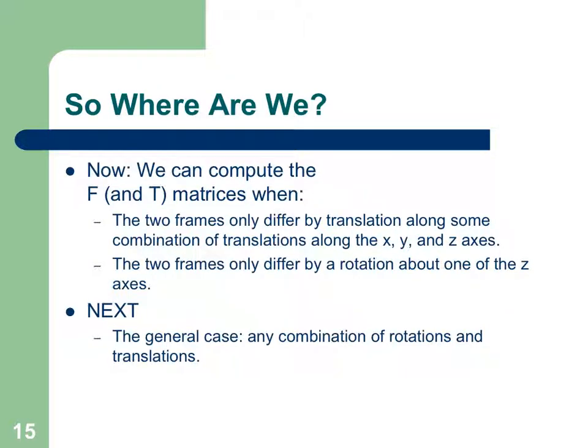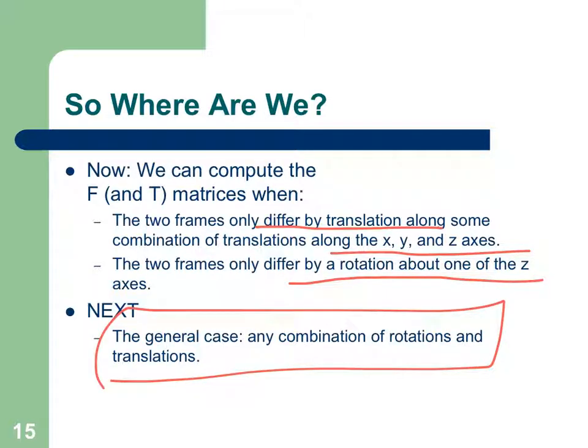So where are we? Well, we can now compute the F and therefore the T matrix when the two frames only differ by some sort of a translation, right? Along some combination of X, Y, and Z axes, and we're all right. And we can also compute the F matrix, which gives us the T, of course, if we just have a rotation about the Z axis and nothing else. And now we're going to go on to the general case. What happens if you have a bunch of rotations and translations about arbitrary axes? How do you compute that?